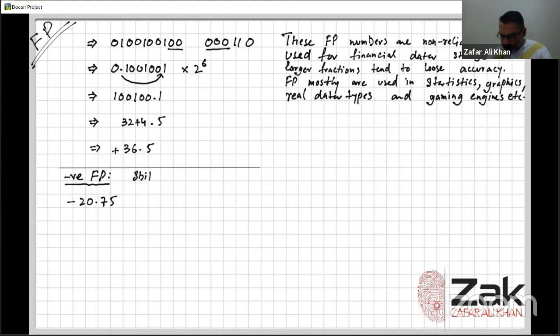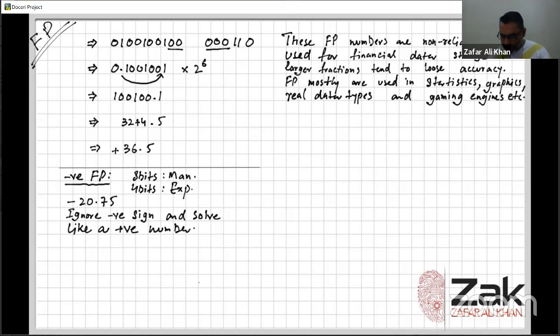Now, 8 bits mantissa and 4 bits exponent. Now, let's just ignore the negative sign and solve it like a positive number. So let's take just 20.75. So 20, 16, and 4. 1, 2, 4, 8, 16. So this is 20. 16 plus 4, it is 20. Then 0.75. That means 0.5 and 0.25. So 16 and 4, 20, and 0.75, which is 0.5 plus 0.25.